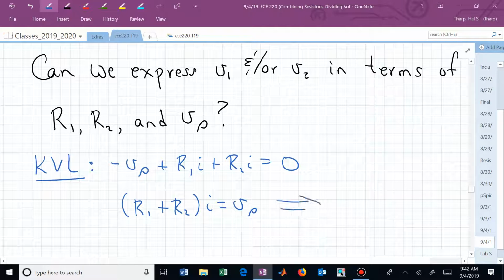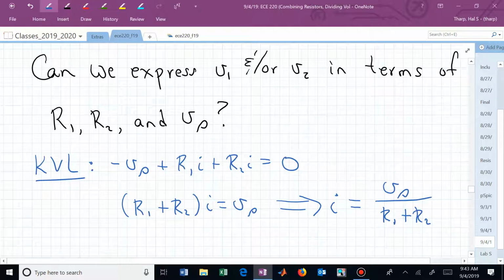Now we have a formula for the current. And you maybe already knew that based on what we talked about with series combinations of resistors. The equivalent resistance is just the sum of those two resistors. The current then is V divided by that equivalent resistor, R1 plus R2.